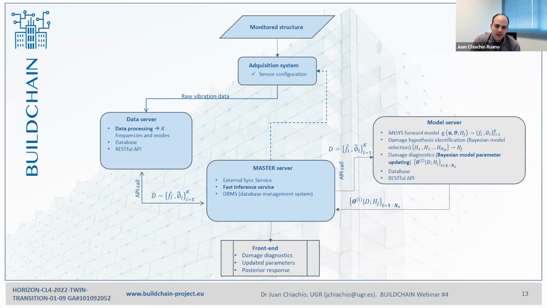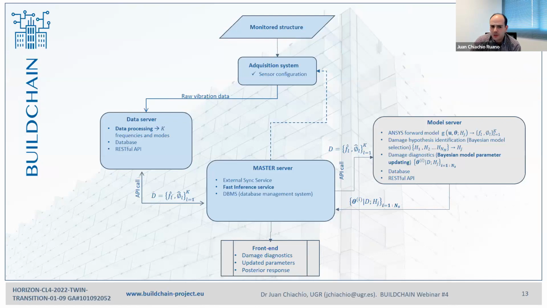Then we will have a master server, which is another computer, which is frequently requesting information about whether or not there is data in this data server. When there is data in this data server, there's a token, and then the data is requested and pushed into this master server. The master server has different activities. Of course, the first one is the external synchronization service, but also something important is that we are proposing this fast inference service where, when we collect the data, we check whether or not the data is relevant for the purposes of the digital twin.